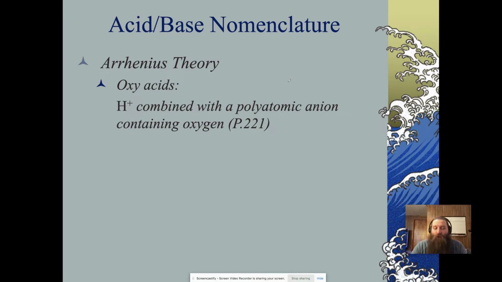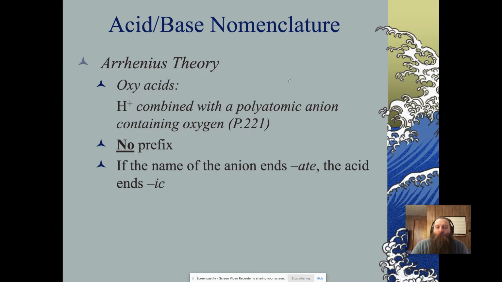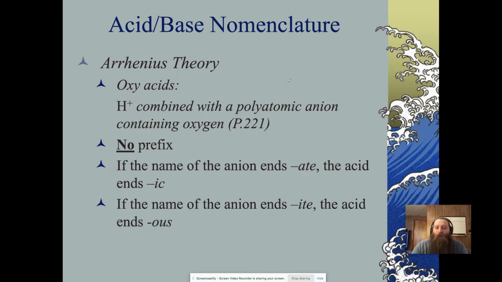Now, here's the difference in how we name them. There's no prefix. You don't use hydro. And then we have to look at the anion itself, that polyatomic anion. If it ends in ate, so like nitrate, then we change the ending to ic. If we have an anion that ends in ite, then we change the name of the acid to OUS.